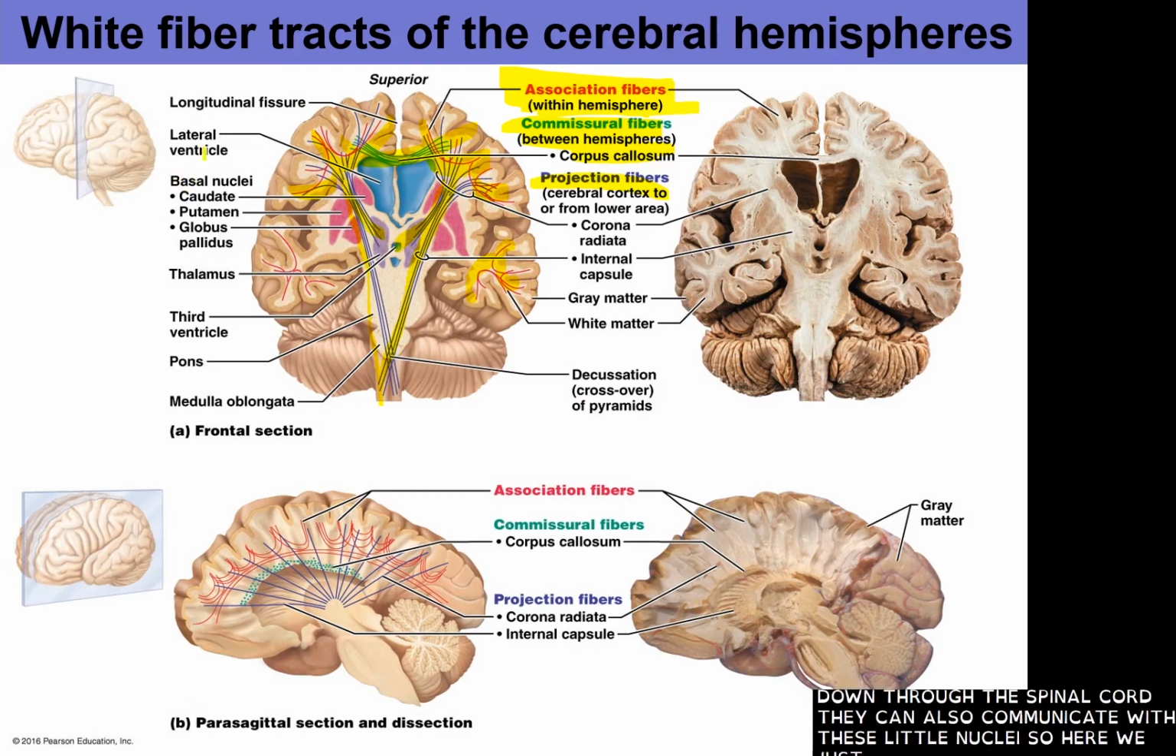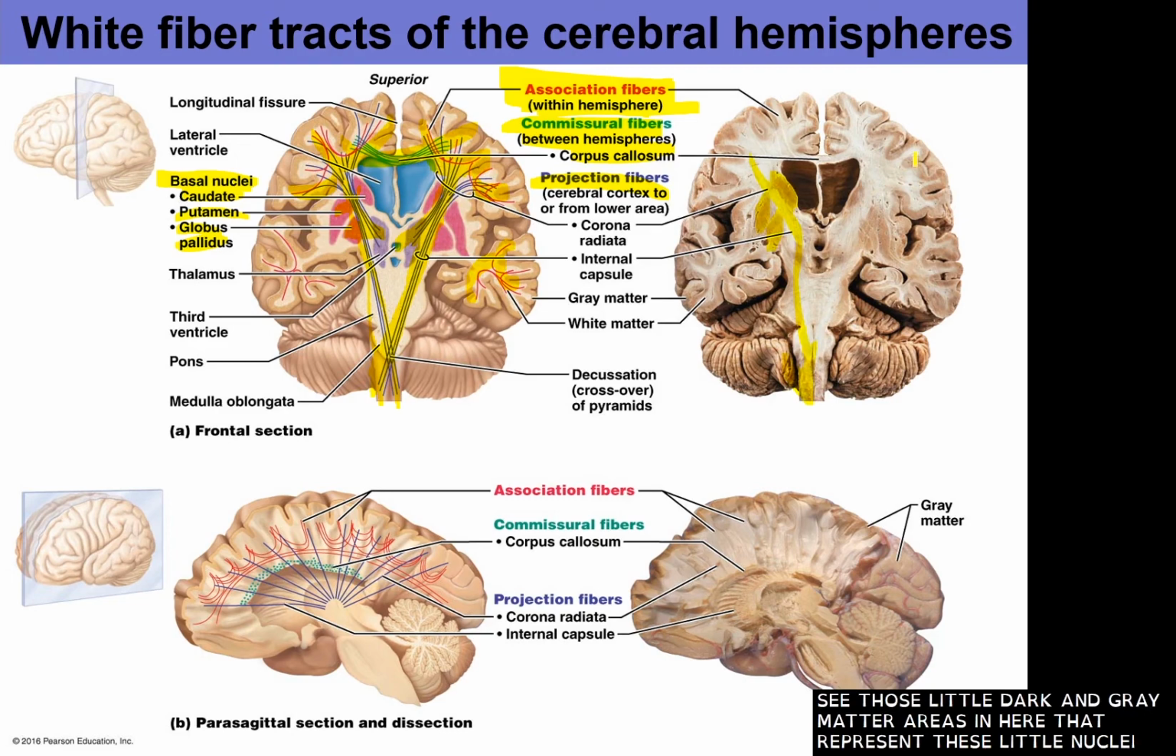So here we can start talking about these basal nuclei or these ganglia. There are three main ones we have in this region of the brain: the caudate, the putamen, and the globus pallidus. These little nuclei can form associations and monitor this longer duration output. So some of these projection fibers interact with these nuclei and can then change the signal for the output. We're going to talk about the importance of these. You can see those little darkened gray matter areas in here that represent these little nuclei that can interact with these projection fibers as they move out.